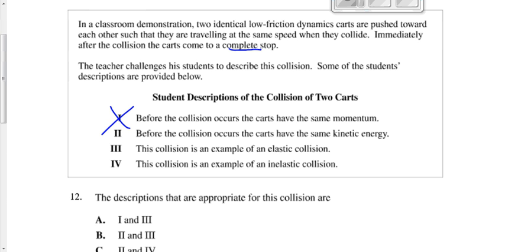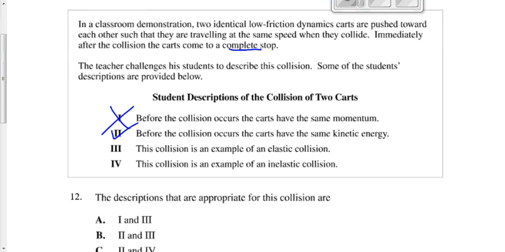Do they have the same kinetic energy? Yes or no? Who says they have the same kinetic energy? Who says they don't have the same kinetic energy? They do have the same kinetic energy. They have the same mass and they have the same speed. Momentum depends upon velocity. Kinetic energy depends upon speed. They do have the same kinetic energy.